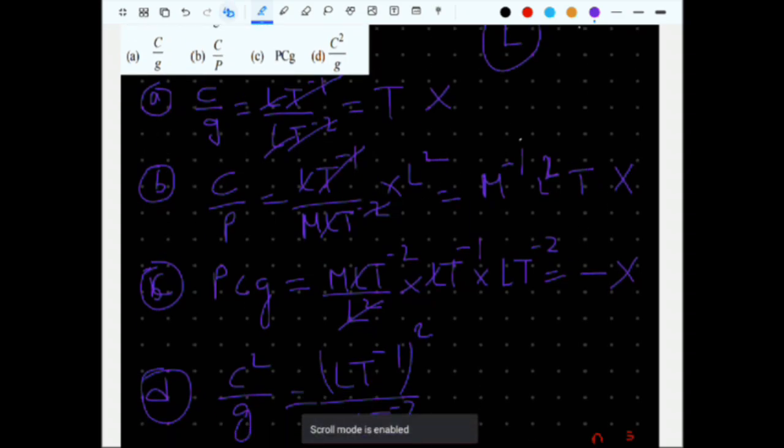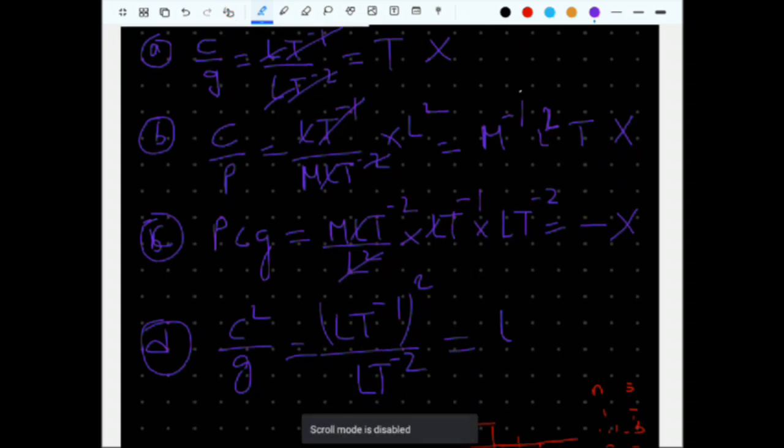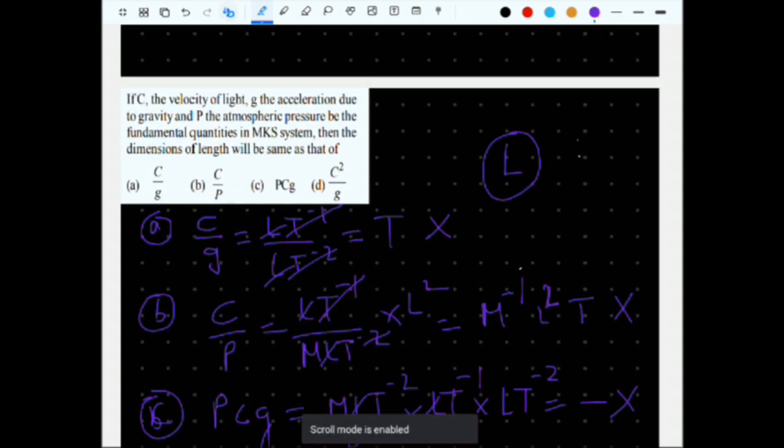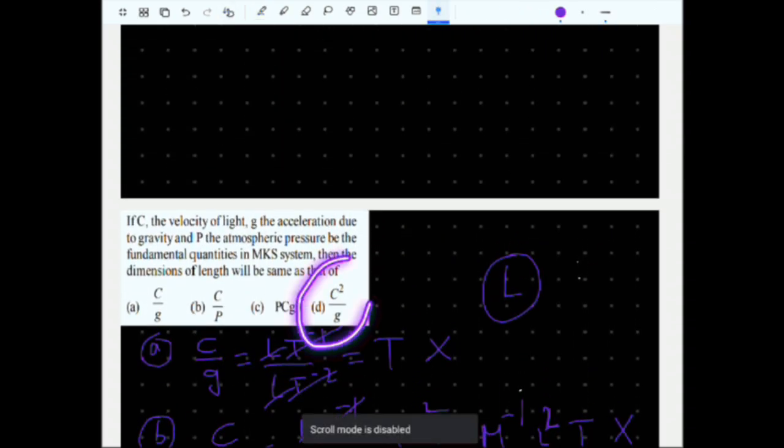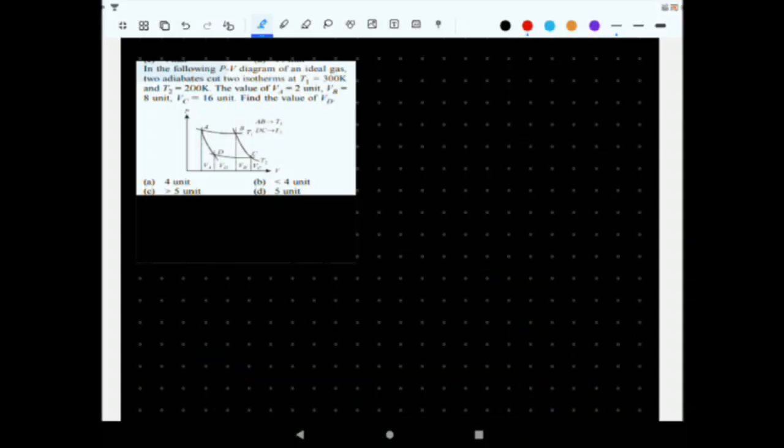So this is equal to L square T minus 2 upon LT minus 2. So this will be equal to L. Therefore the correct option of this question will be option D, which is C square by G. Let's move on to the next question.